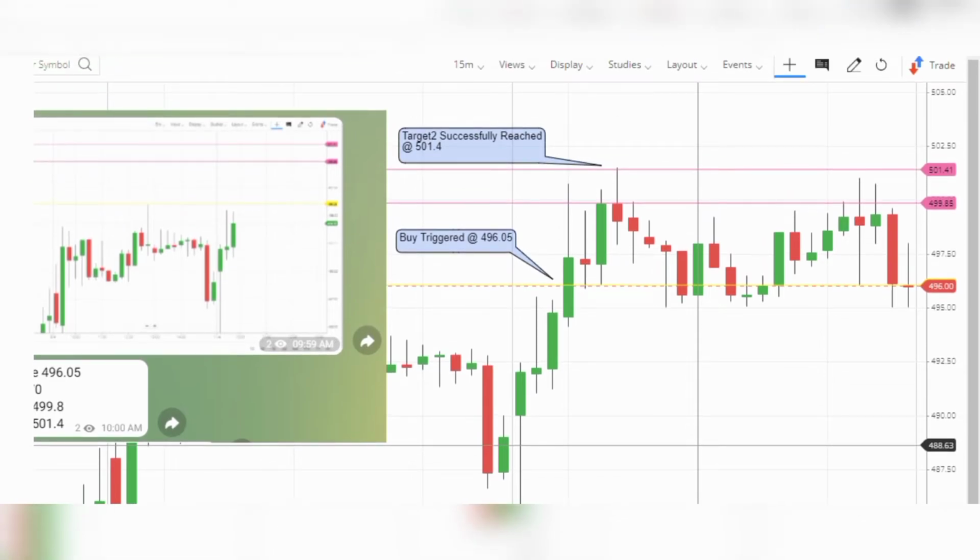Once we reached the target, you see the level of consolidation over the yellow line where we made the buy trigger, and it keeps consolidating over there. It may even move higher beyond our targets, it seems. But we have to exit on our target. Whatever the target we fix, we have to exit.